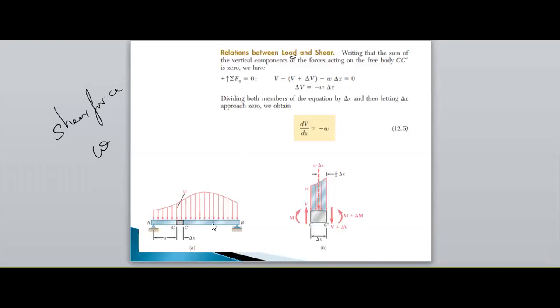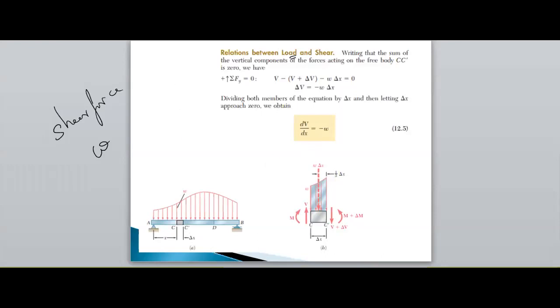So here, if you see the diagram, a simply supported beam is there and a UDL is applied on the simply supported beam. I am considering a small element, that is C, C dash. C and C dash are the small elements, at a distance of small x, and I am finding the shear force at C and C dash.